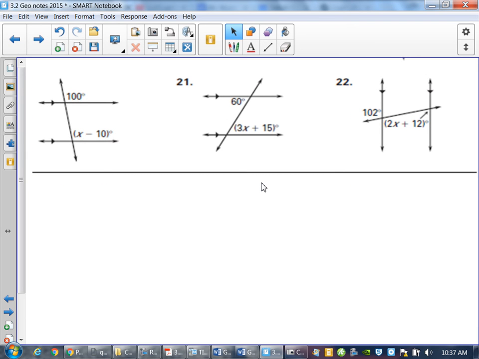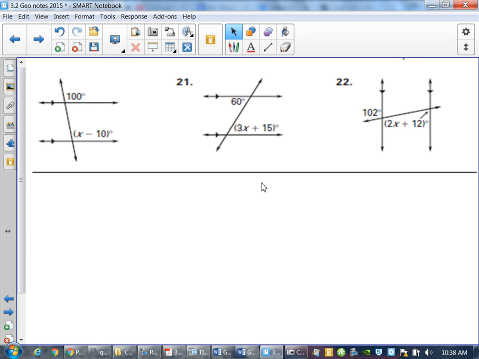Sometimes you have to solve for x, and when you solve for x, you have to figure out what the angle pair relationship is to decide whether or not you're going to set them equal to each other or have them be supplementary. So I'm looking at the problem, that 100 and the x minus 10, are those going to be congruent or are those going to be supplementary? Why? What's the angle pair?